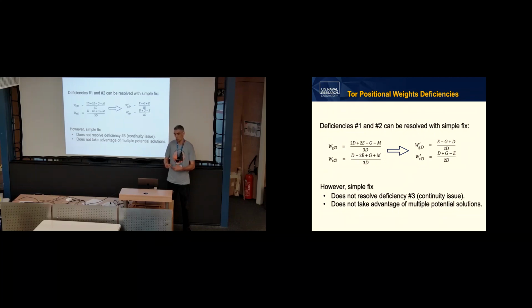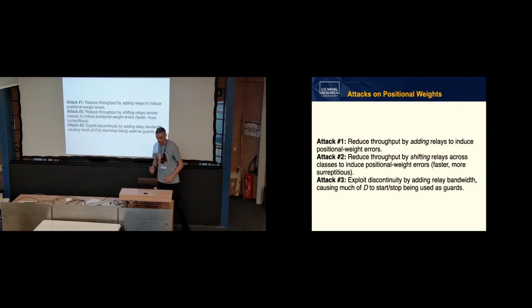And if you had secondary goals, secondary to the primary goal of maximizing throughput, you could start to achieve those secondary goals. And that's what we try to do. But first we looked at if an adversary could take advantage of these deficiencies to attack Tor. We looked at 3 attacks.